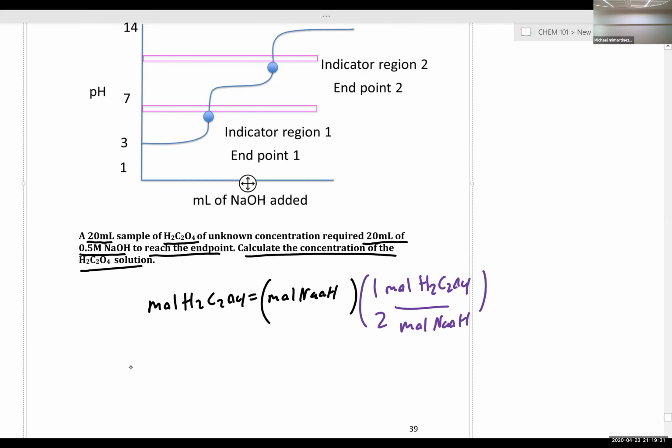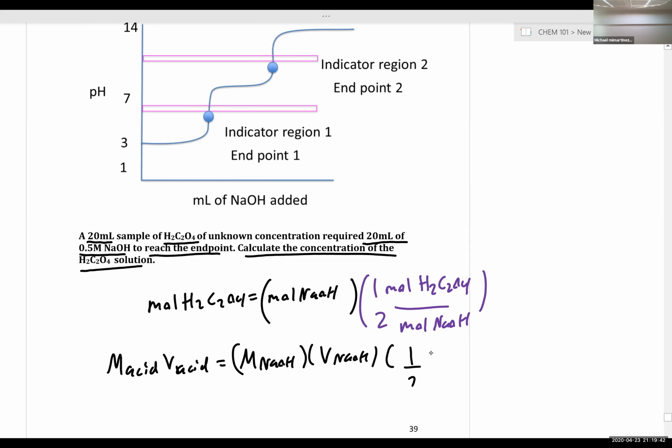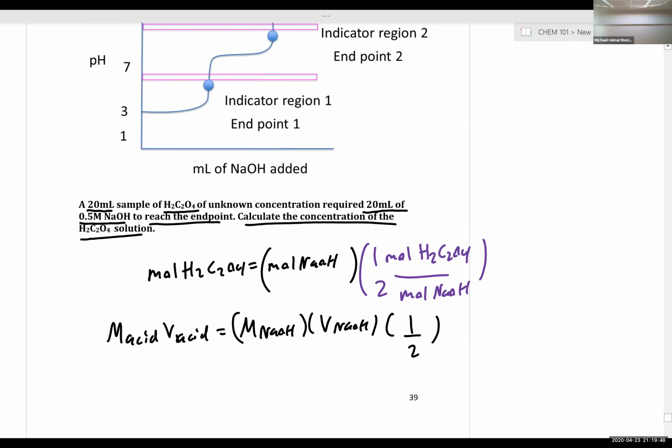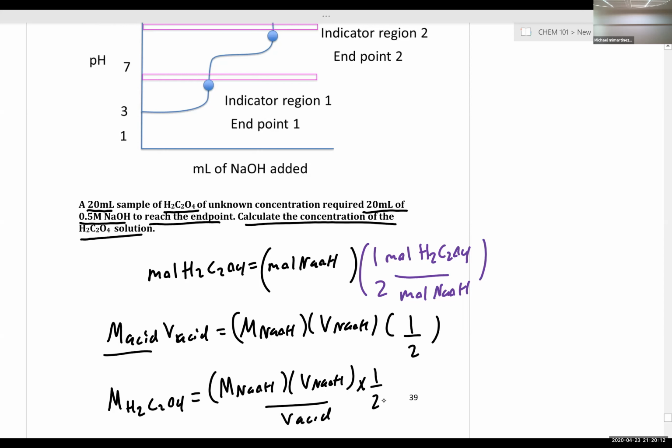So then we plug in and we have our molarity of acid times the volume of acid is equal to the molarity of NaOH times the volume of NaOH times 1/2. And this is really critical. Okay, now all we have to do is solve for the molarity of our acid. So the molarity of our oxalic acid is equal to the molarity of our NaOH times the volume of NaOH over the volume of acid times 1/2.